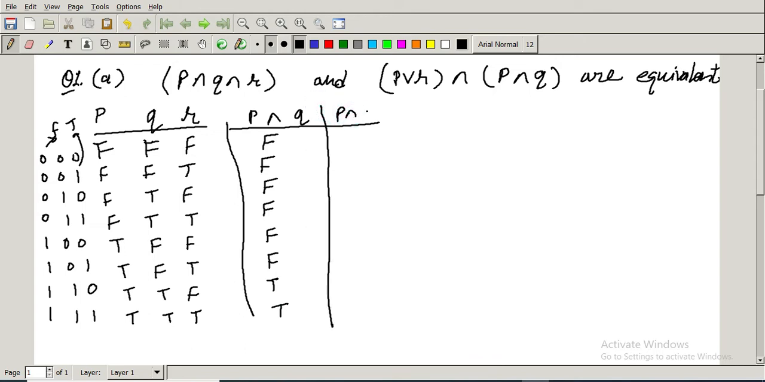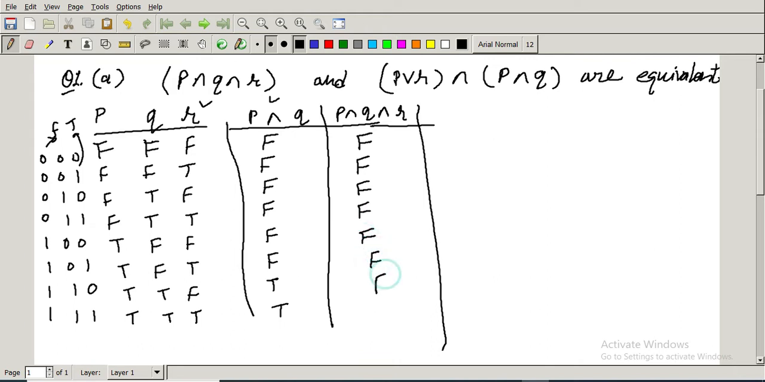Then P and Q and R. Here we have to consider these two. So false false is false, false true is again false, false false again false, false true again false, false false false, true false false, false true false, and then true true is true. So this is your truth table for that.